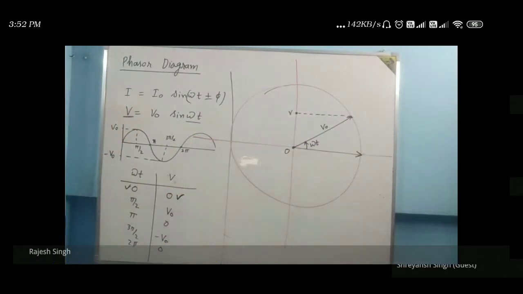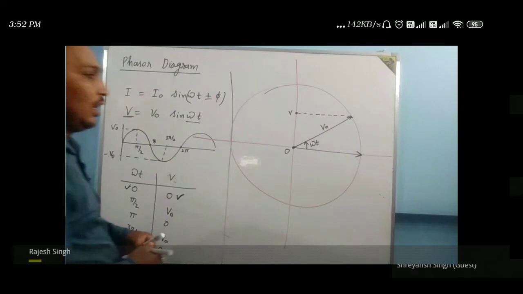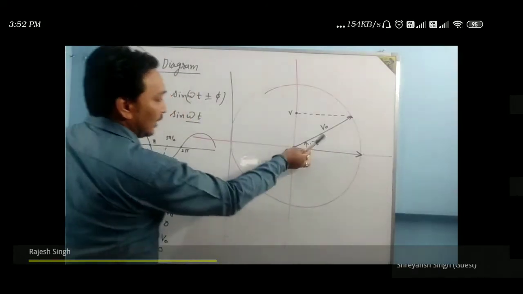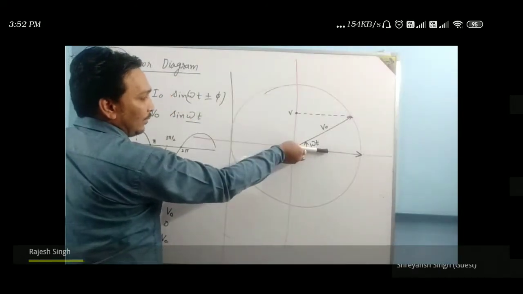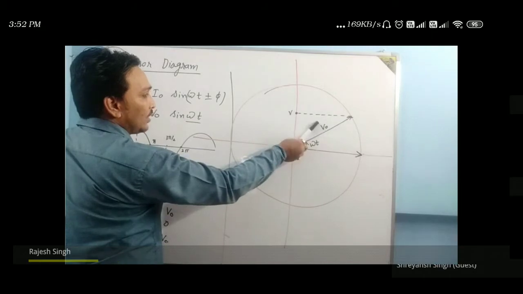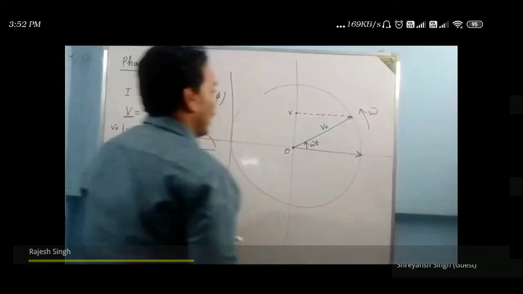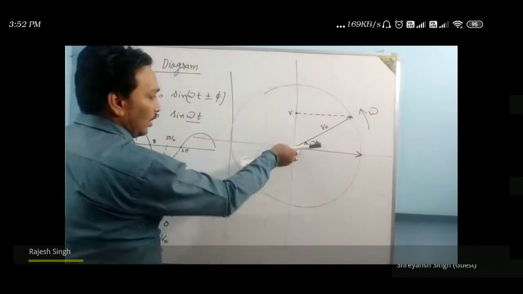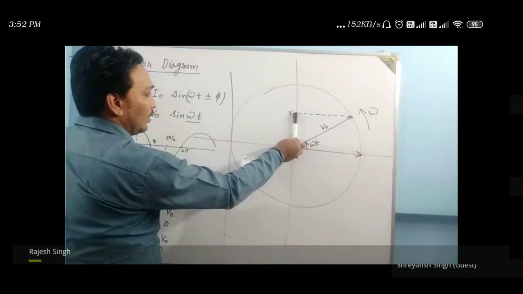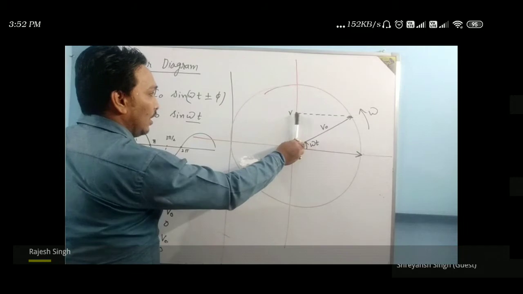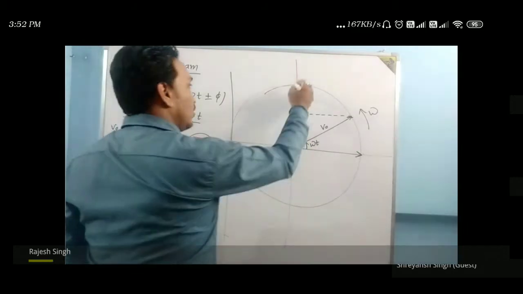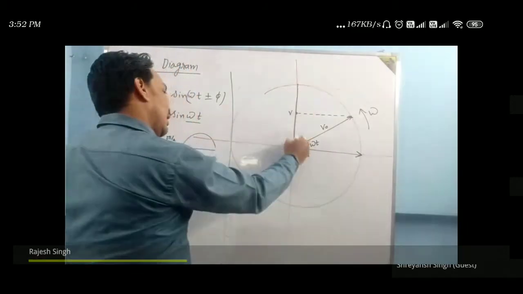Now suppose this arrow is like this at this point of time, and now it rotates with an angular velocity of omega, and after a particular time interval it reaches this point. Now the arrow will be like this.